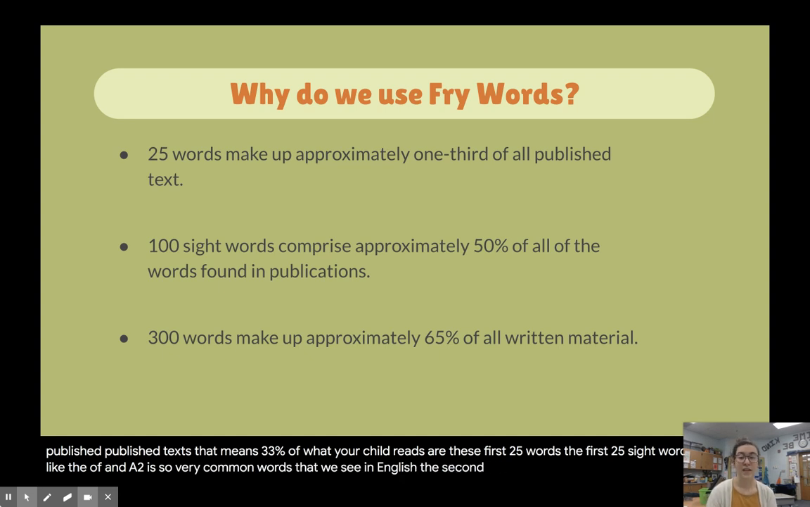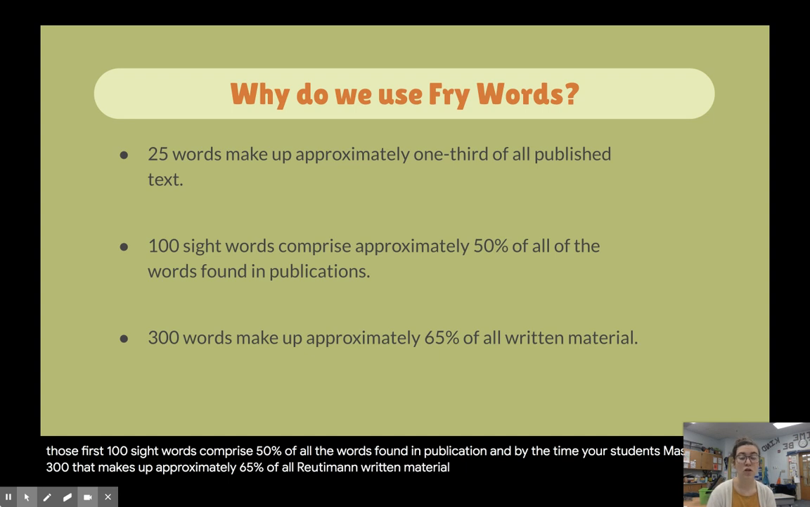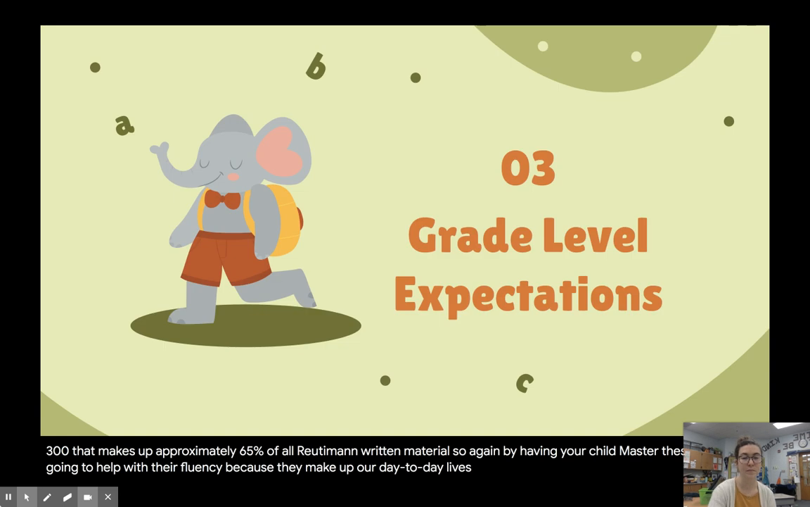The next 100 sight words, so those first 100 sight words comprise 50% of all the words found in publication. And by the time your students master the first 300, that makes up approximately 65% of all written material. So again, by having your child master these words, it's going to help with their fluency because they make up so much of what we read in our day-to-day lives.